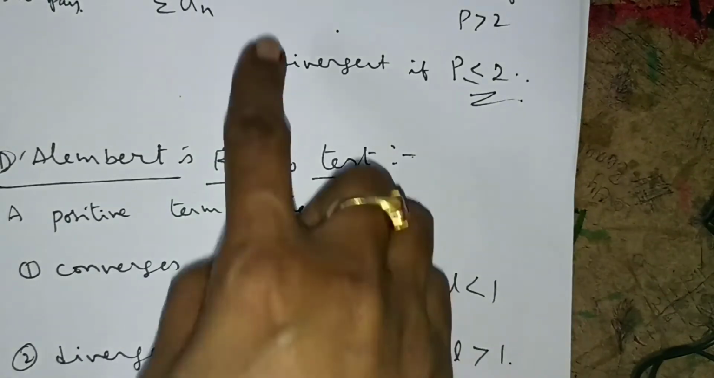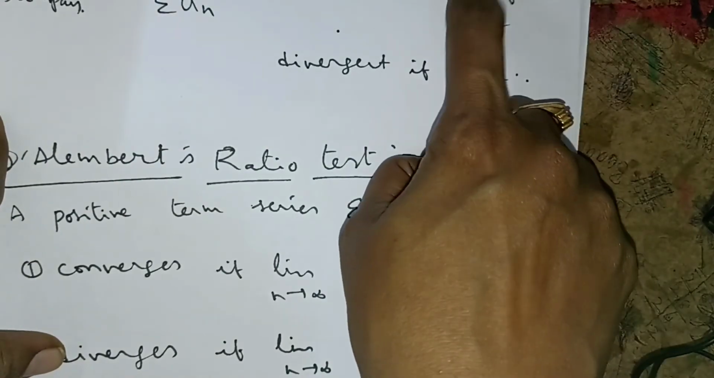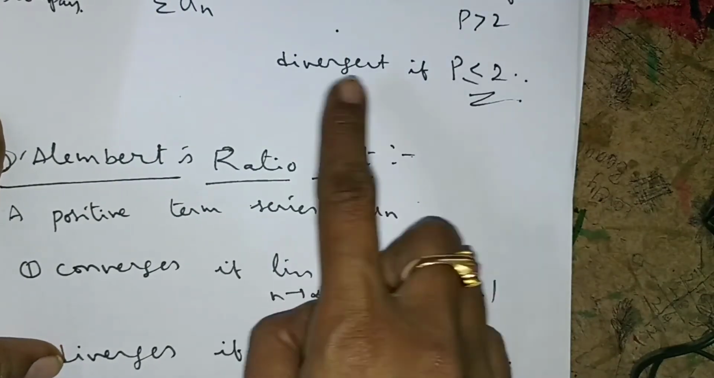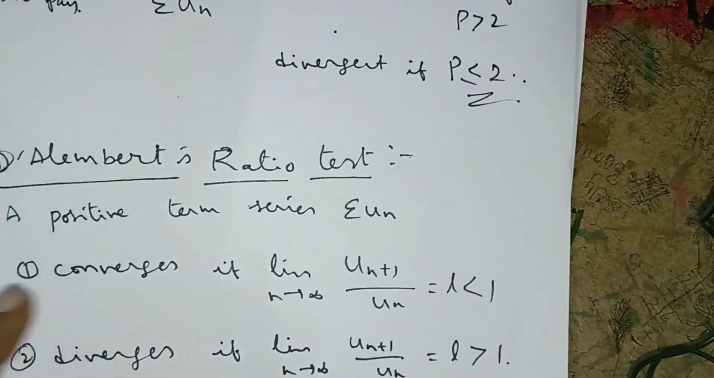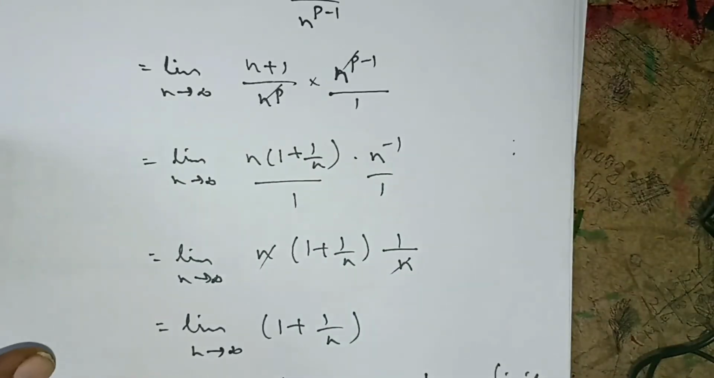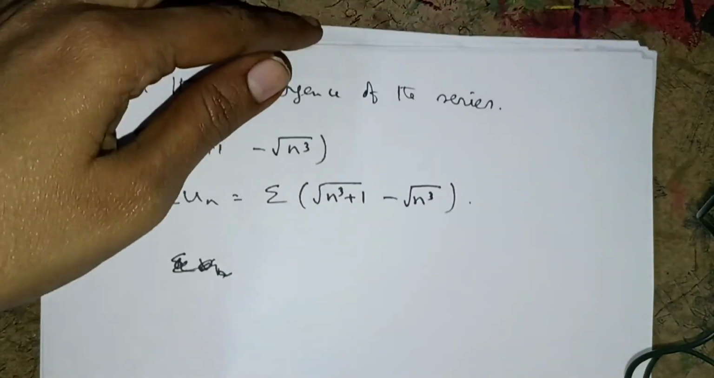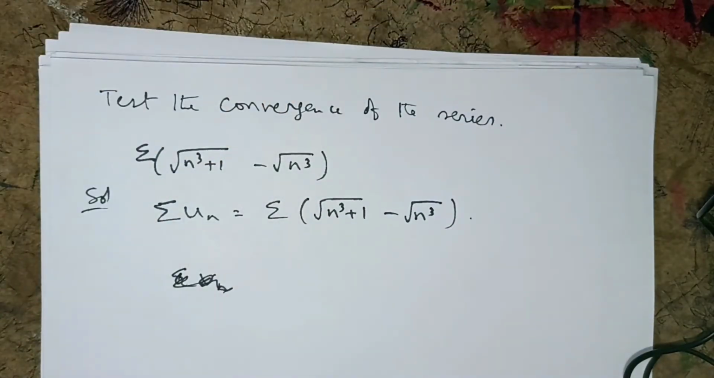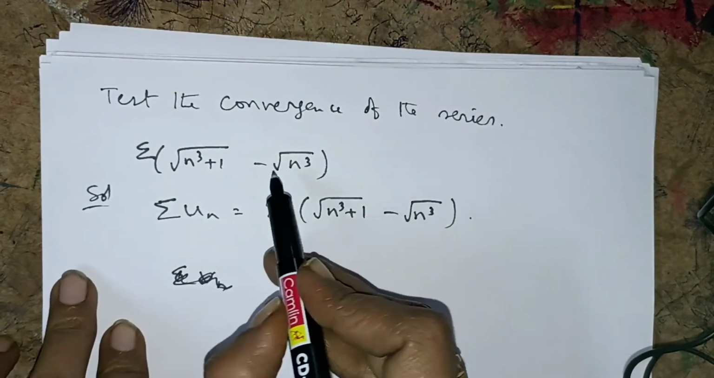The next problem is: test the convergence of the series. Whenever the given series is not in the form of a fraction, see here, the nth term is given directly: sigma of square root of n cube plus 1 minus square root of n cube. The nth term I have taken as sigma un is equal to sigma of root of n cube plus 1 minus root of n cube.